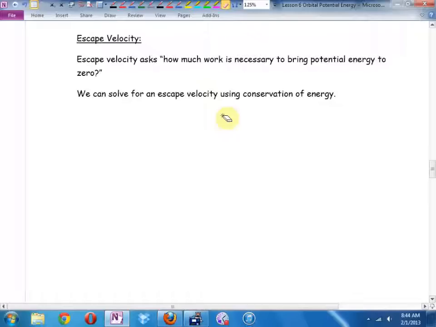Escape velocity asks how much work is necessary to bring potential energy to 0. Now, you can solve this in terms of work. I find this easier to solve in terms of conservation of energy. I think, hey, there's a change in height and a change in speed, and I'm trying to find my initial speed. What we're asking is how fast do you need to go on the Earth so that you can shut your engines off and coast to the edge of the universe.